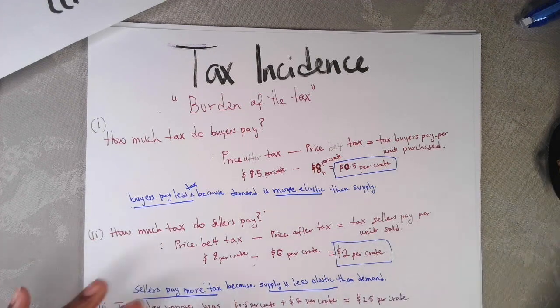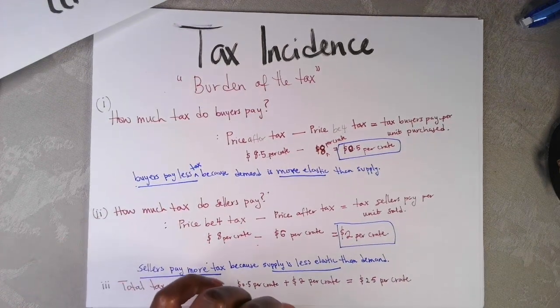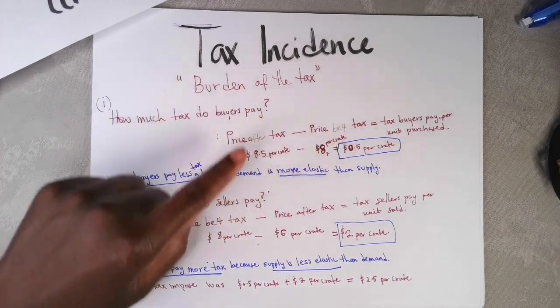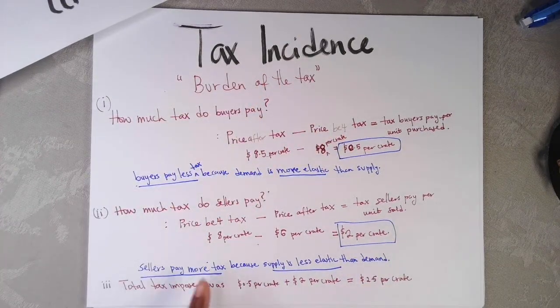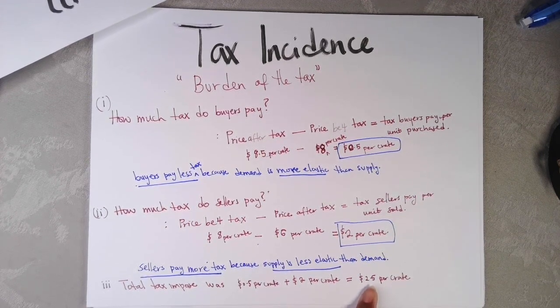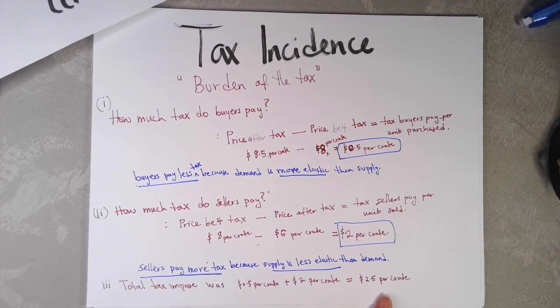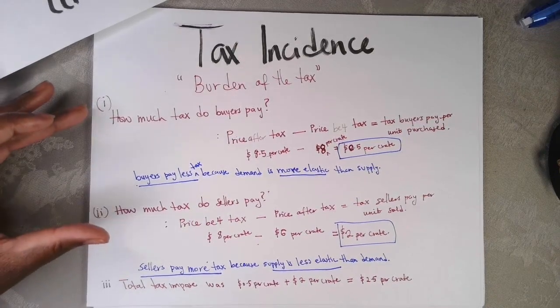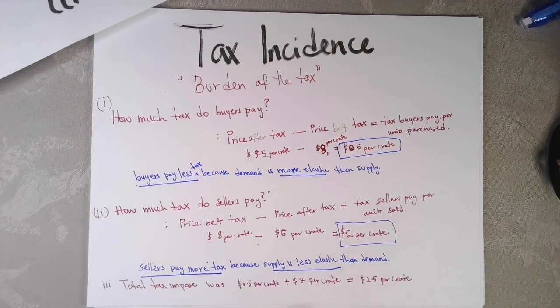Now, when we take our answers in I and II and sum them up, we get the total tax that was imposed. We take the 0.5, we add that to the $2, and we get $2.5 per crate as the total tax that was imposed. Now, I didn't mention this earlier on because I want you to see that it is the sum of the taxes that buyers and sellers pay that give us the total tax imposed. And so I hope that this has helped you.